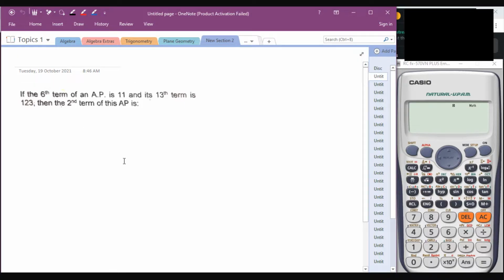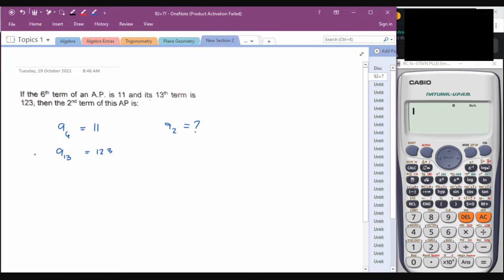So, if the sixth term of an arithmetic progression is 11, so a6 is 11, and its 13th term is 123, find the second term of this AP. So, we are looking for the second term of the AP. First, what will we look for there? A2, we do not know. Okay? Let us use the general formula since the first term was not given.